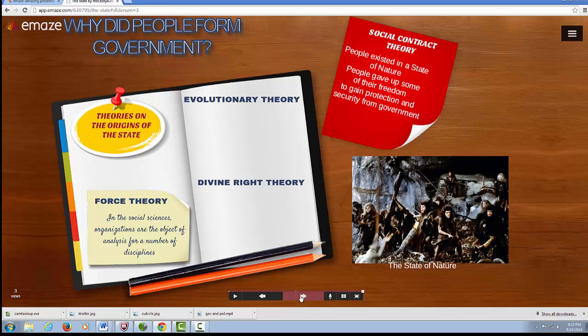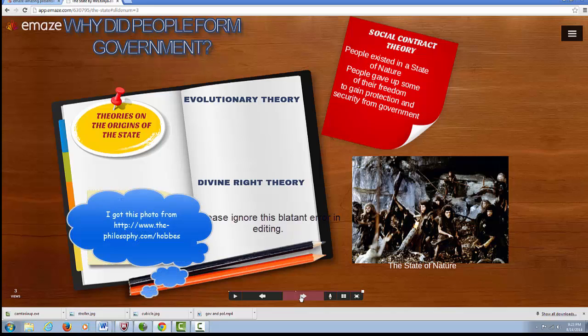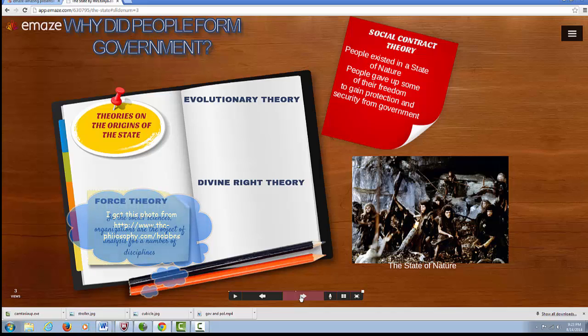First theory we're going to discuss is called force theory. And this theory states that government was formed when a strong individual or a strong group of individuals seized control and imposed their will on a body of people. So when they did this, they made them submit to their authority, and they created a government, or they created a state.